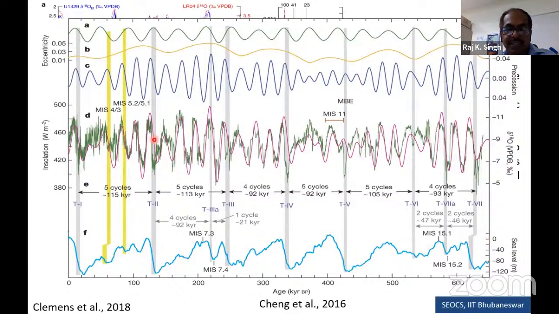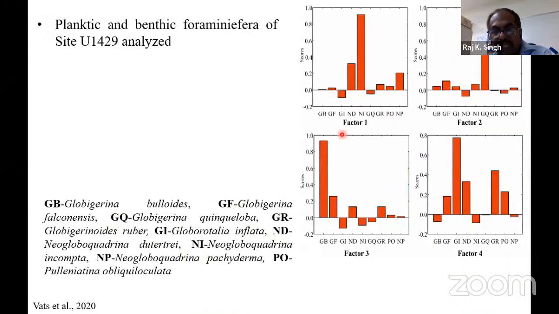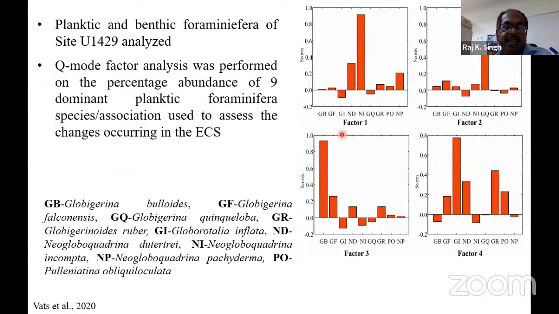who are suggesting there are different cycles present within the record. However, Clemens et al. suggested the precession scale variability is not there. But we tried to understand this moisture source, because if it is the West Pacific, then it is the Kuroshio current bringing most of the moisture to this region. We did planktic foraminifera analysis along with benthic foraminifera analysis, and performed Q-mode cluster analysis on the planktic foraminifera. One of my students, Nishan Butts, did his PhD and worked on this site.